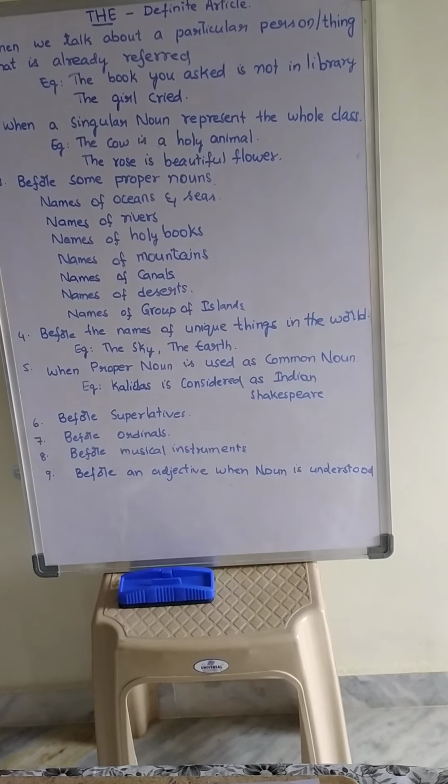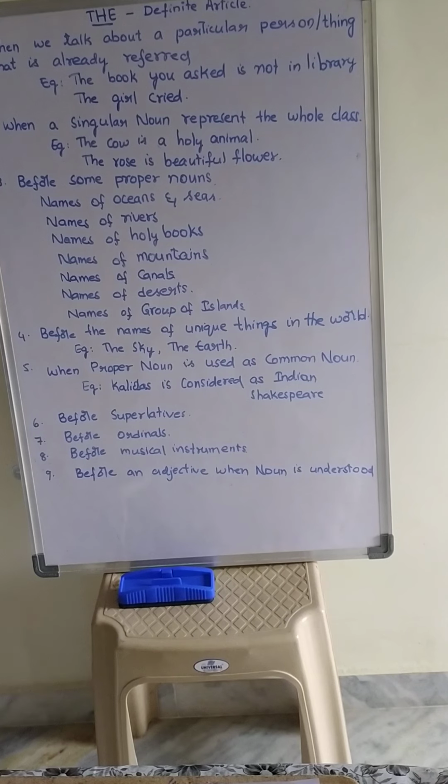And then the fifth one, when a proper noun is used as a common noun. Here I had given the example: Kalidas is considered as the Indian Shakespeare. Kalidas is the proper noun and Indian Shakespeare is also a proper noun. So here Shakespeare is used as a common noun in order to compare with Kalidas. So the has to be written.